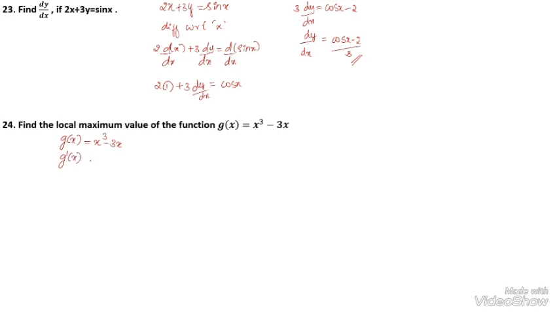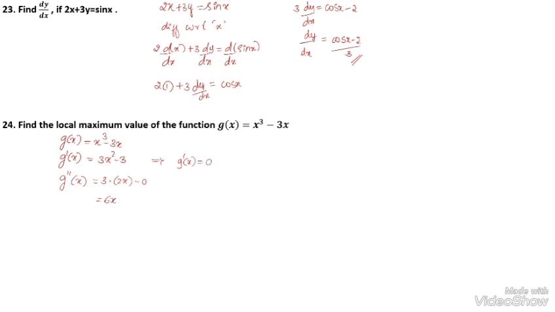g dash of x is equal to 3x square minus 3. Now again, differentiate one more time. That is g double dash of x is equal to, again taking 3 as a constant, the derivative of x square will be 2x, and again the derivative of 3 will be 0. It becomes 6x.